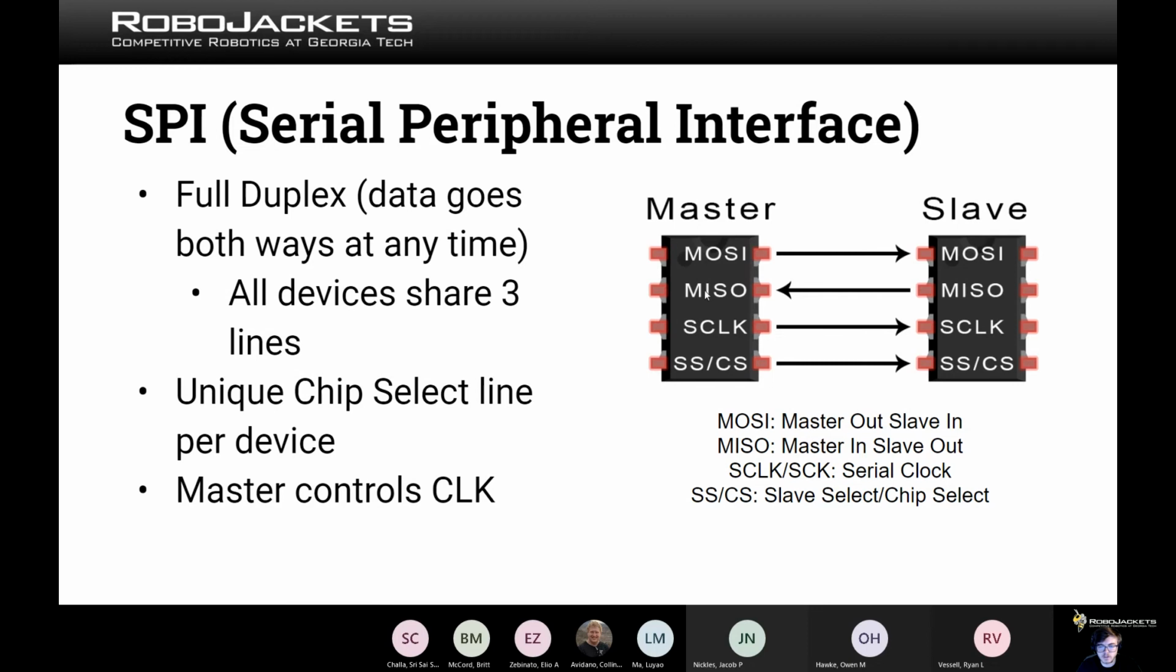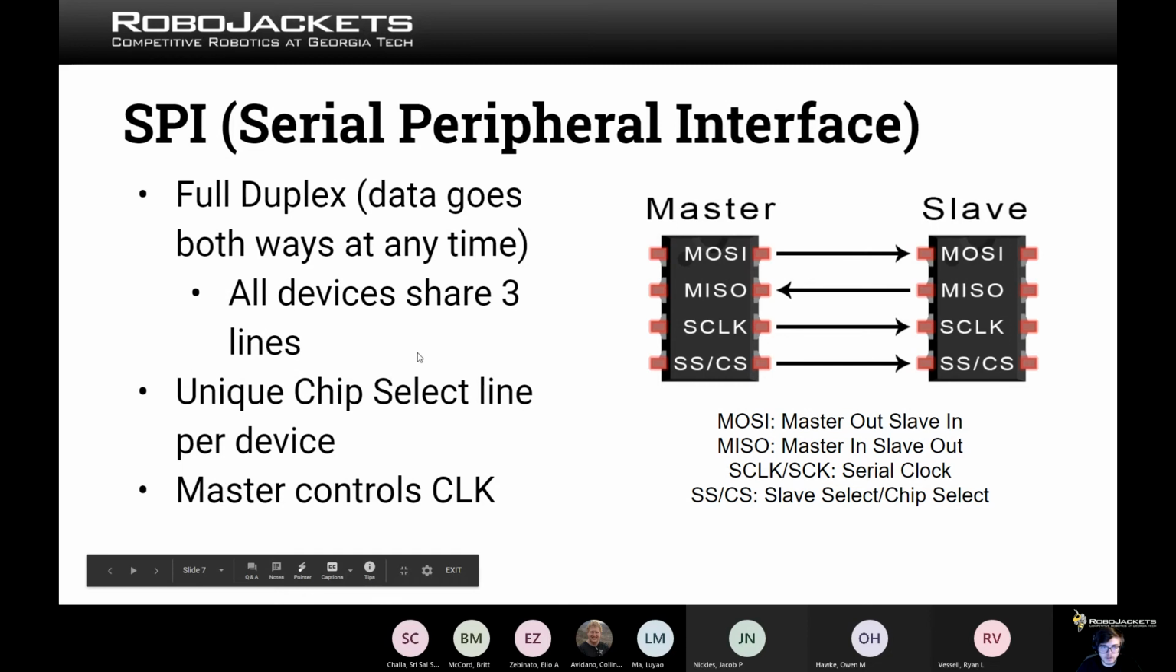MISO, which is master in, slave out. So those are repeated here. And then you have the clock, which we were just talking about on the previous slide, that is set by the master as well. And then the last element is a chip select.